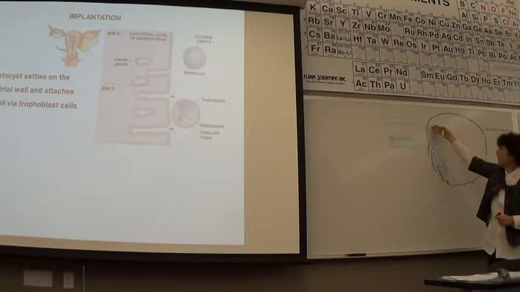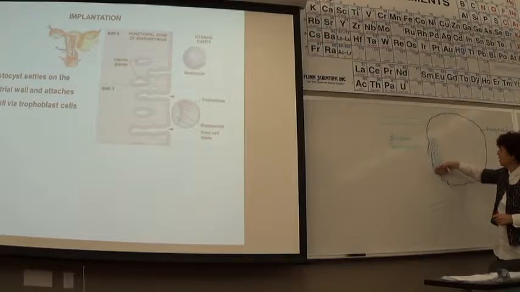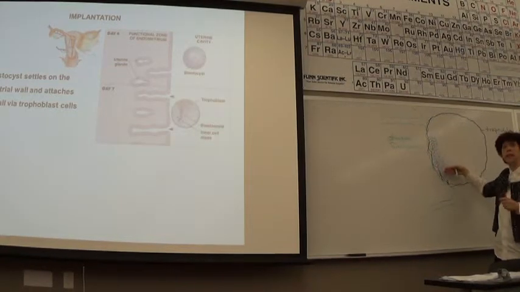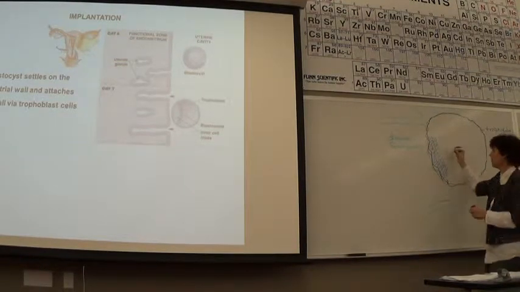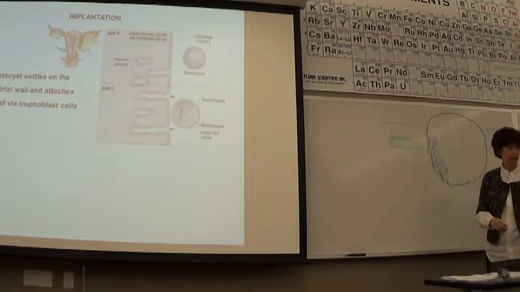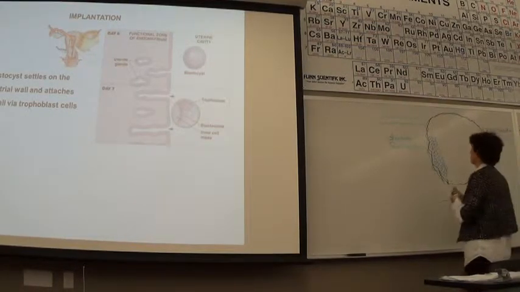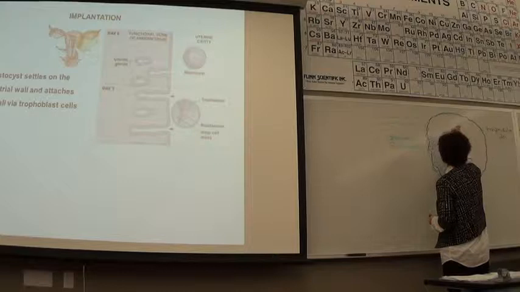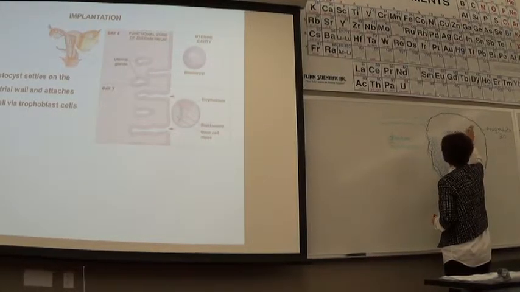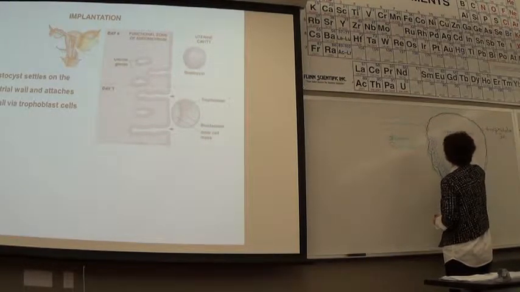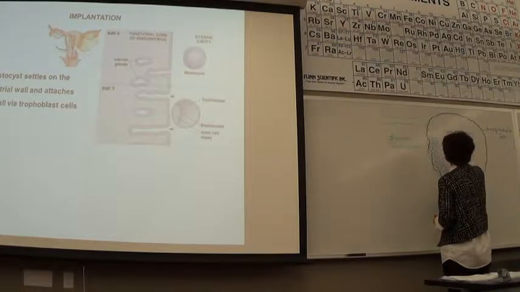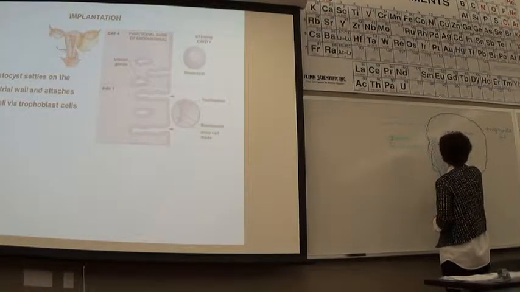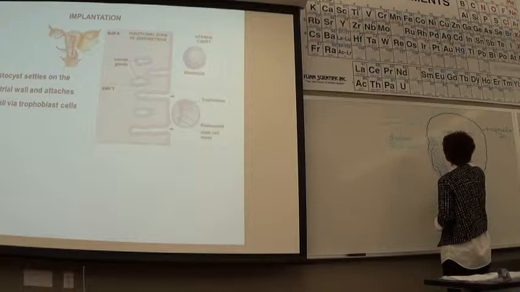Now, these cells, just under the inner cell mass, yes? What's the blue cells again? The blue cells, sorry. The blue cells are the inner cell mass, sometimes referred to as ICM. These are going to form the amnion and the embryo.